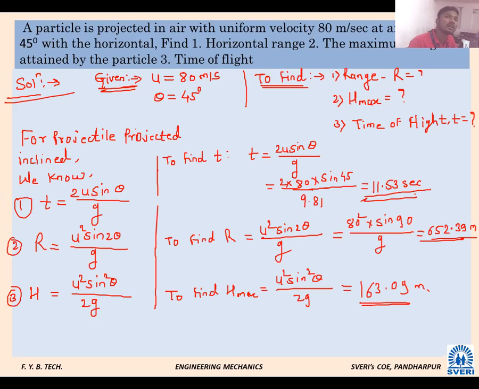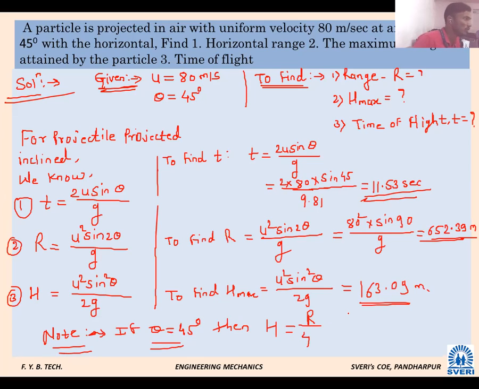H max comes as 1/4 of R, you say? Good point, you can note this here. If theta is equal to 45, then H max, or H, is equal to R by 4. Please note down this remaining point.